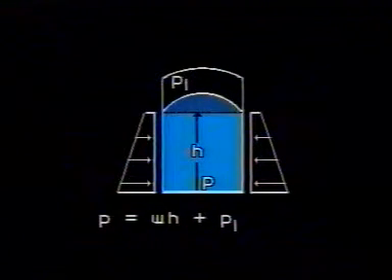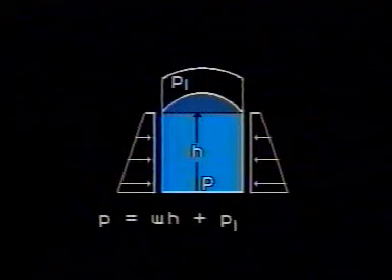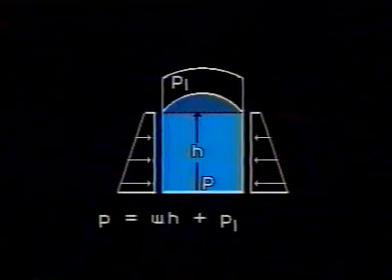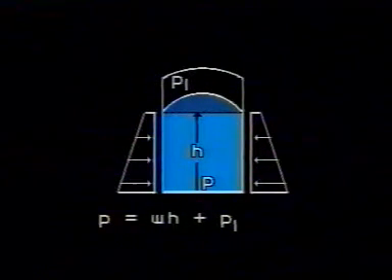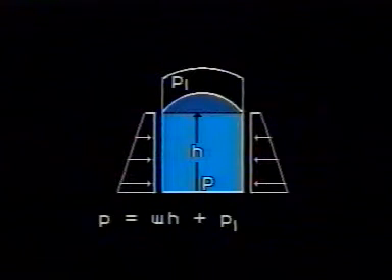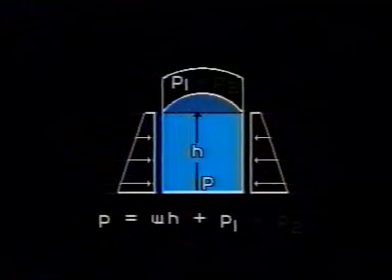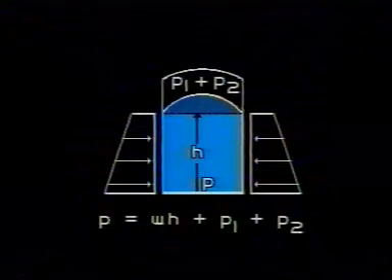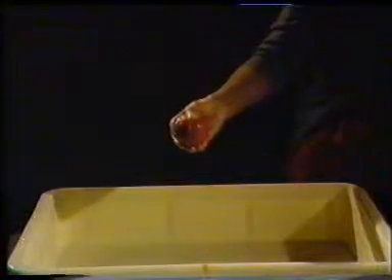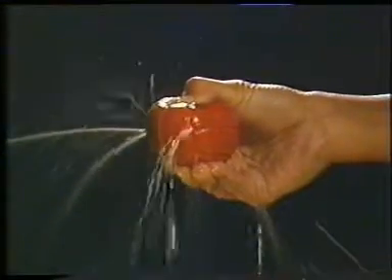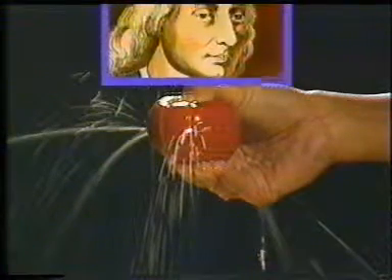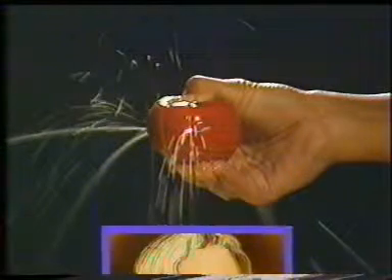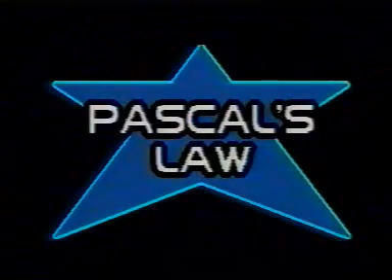If there is a pressure P1 above the free surface of liquid, then the pressure at the bottom will be P equals WH plus P1. On increasing the pressure P1, the pressure at any depth must increase by exactly the same amount. Transmission of pressure equally in all directions was first established by Blaise Pascal and is known as Pascal's law.